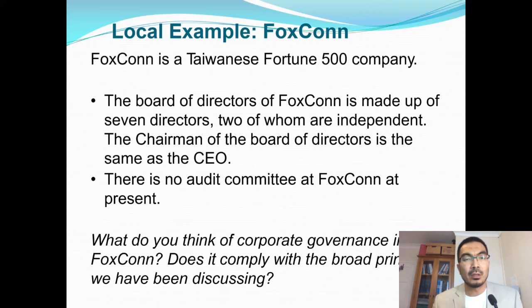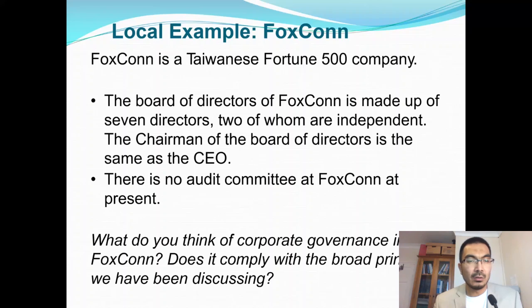Obviously, we have mentioned that we cannot put the same person as the CEO of the company and also as the chairman of the board of directors. So these 2 positions need to be separate, and the chairman role needs to be given to somebody else. As the CEO of Foxconn, he can take the management, and he needs to give the chairman of the board of directors to another person.